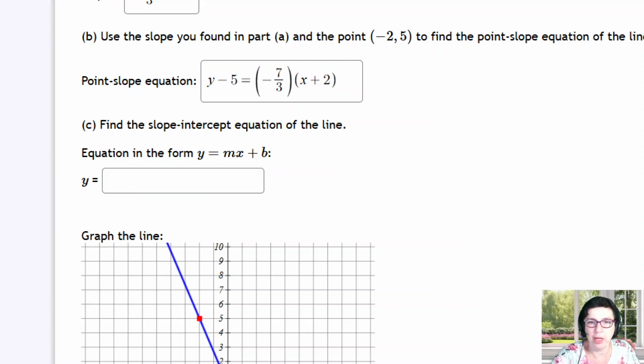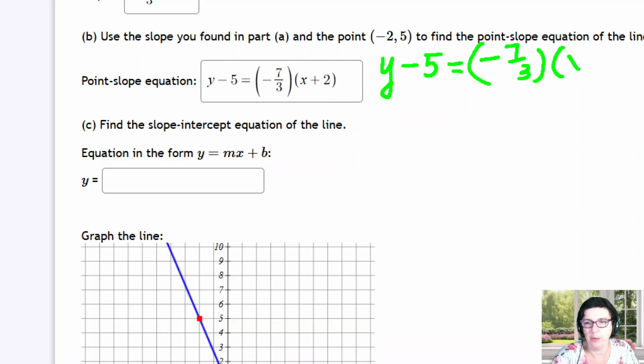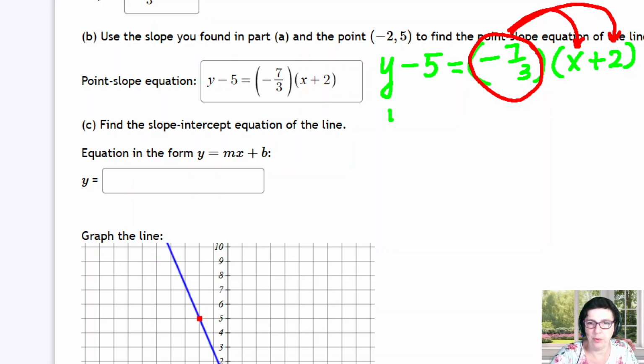Okay. So again, let me rewrite it. So y minus 5 equals -7/3, and then multiplied by x plus 2. So what we're going to do is take this -7/3 first, and distribute it to each term. Okay, so what's going to happen? Here we'll keep it the same. So -7/3 is going to be multiplied by x. And then it's going to be -7/3 multiplied by 2.